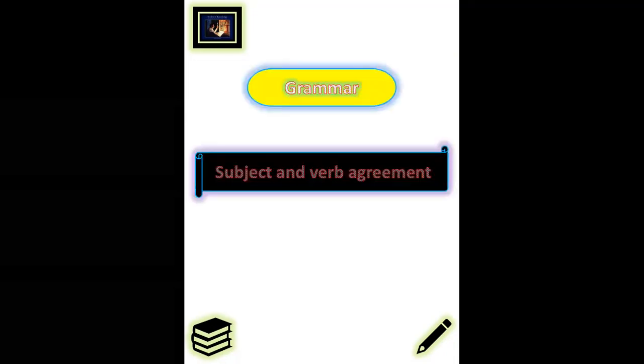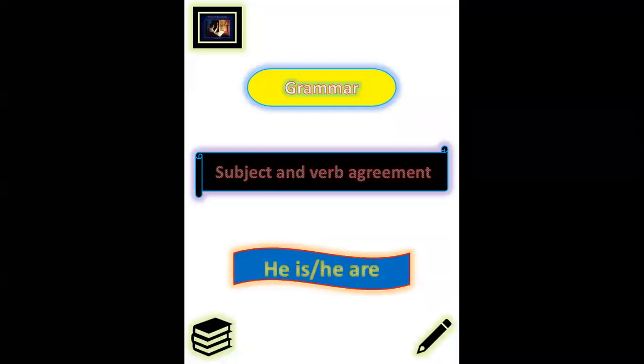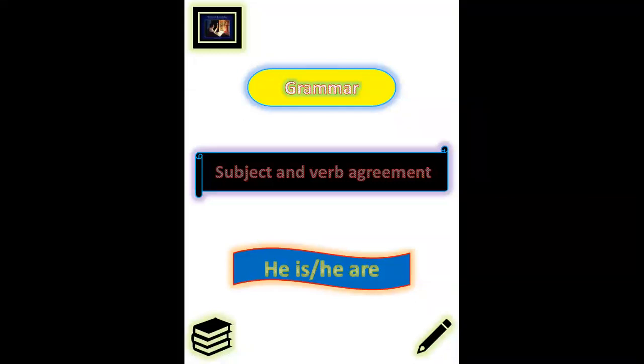So today we have our grammar book. Our lesson of today is about subject and verb agreement. Let's see what the title of our lesson means. Here, for example, we say "he is" or "he are." Let's see that together.